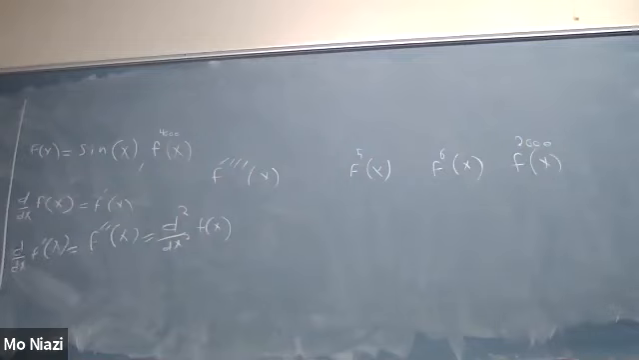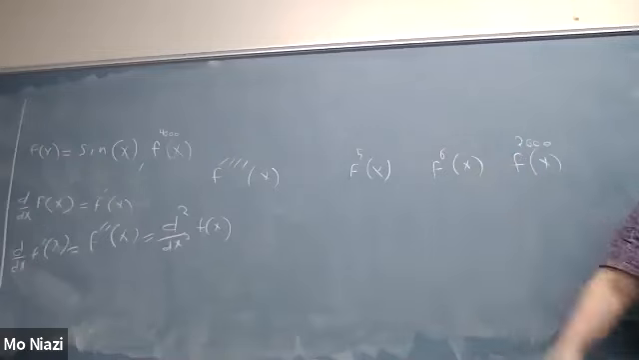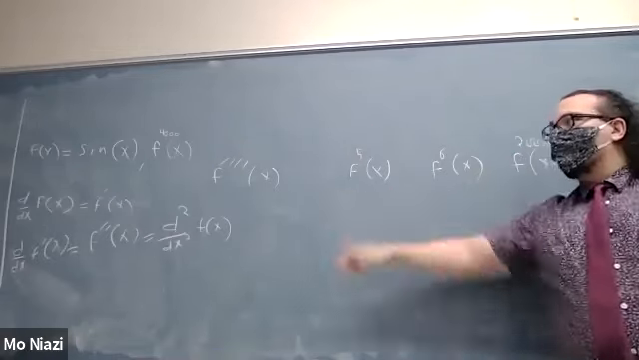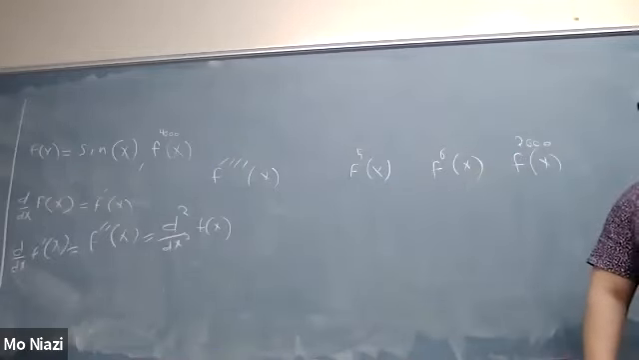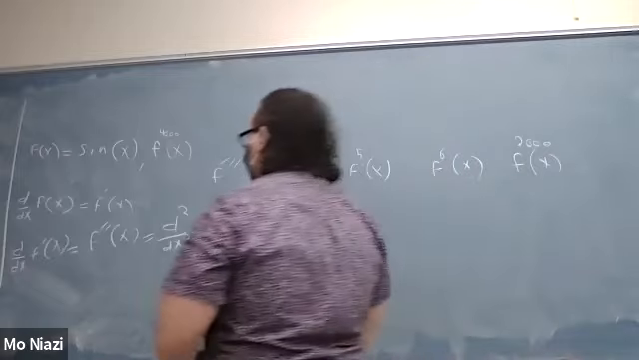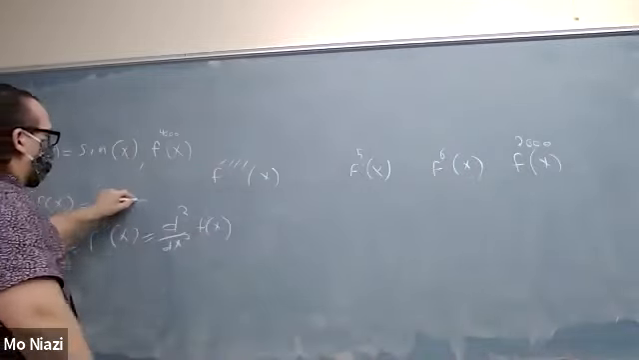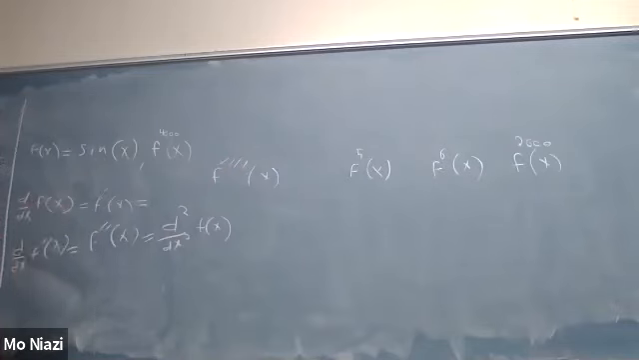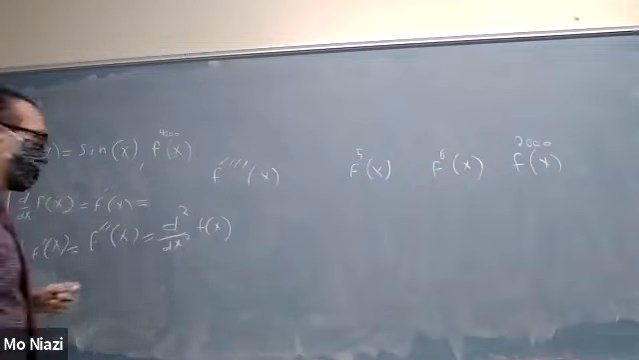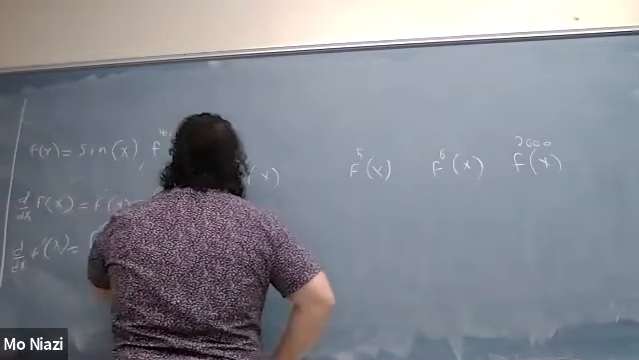Once you take 2,000 derivatives, what should you get? Once you take 6 derivatives, what should you get? Once you take 5 derivatives, what should you get? So if f of x is equal to sine of x, what is f prime of x? The derivative of sine is cosine. You guys need to know that the derivative of sine is cosine, and you need to know why.